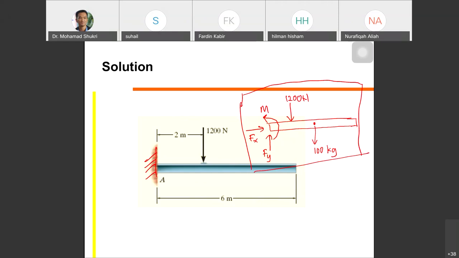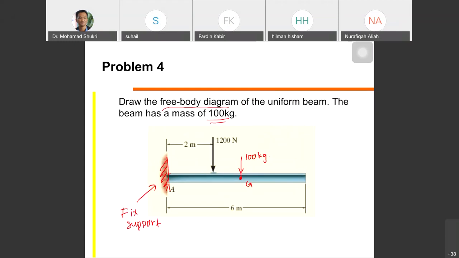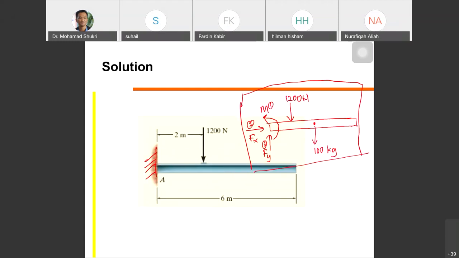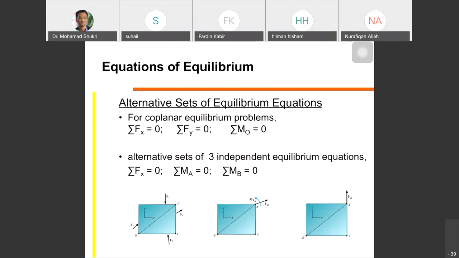So this problem you get 1, 2, 3. So you have 3 unknowns. Okay, once you have 3 unknowns, you can solve. You can solve this problem using equation of equilibrium. All right. But the question is asking only for FBD lah. It's not asking us to solve the problem. Okay, I think I already explained this.